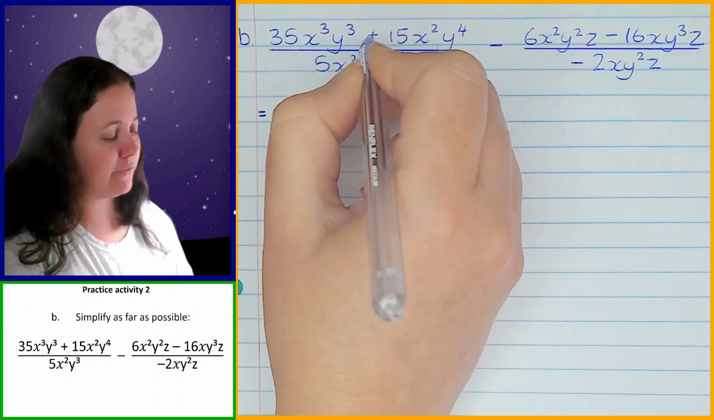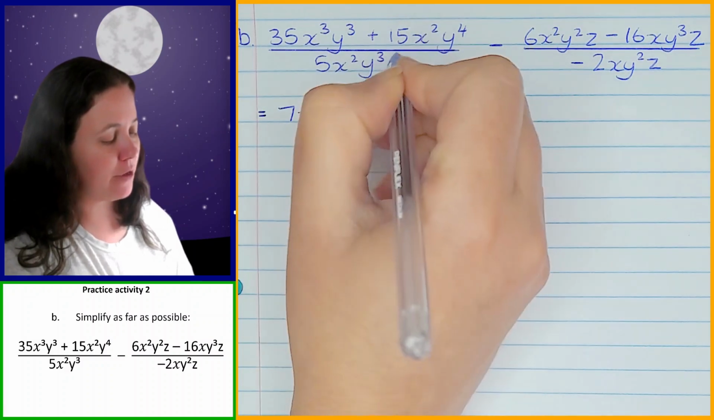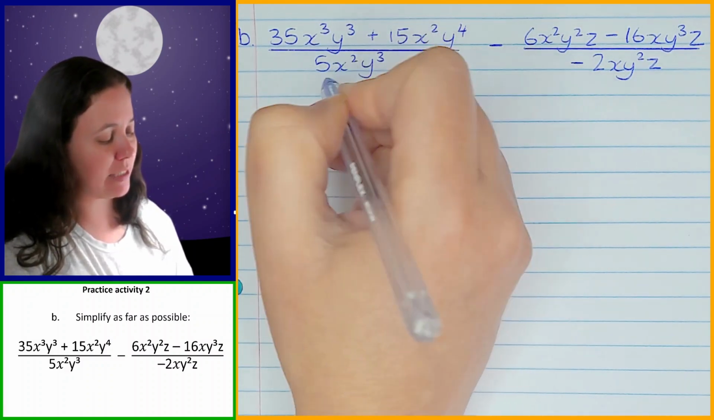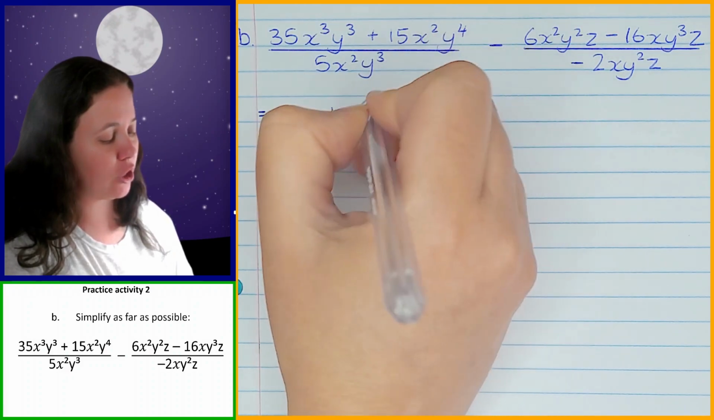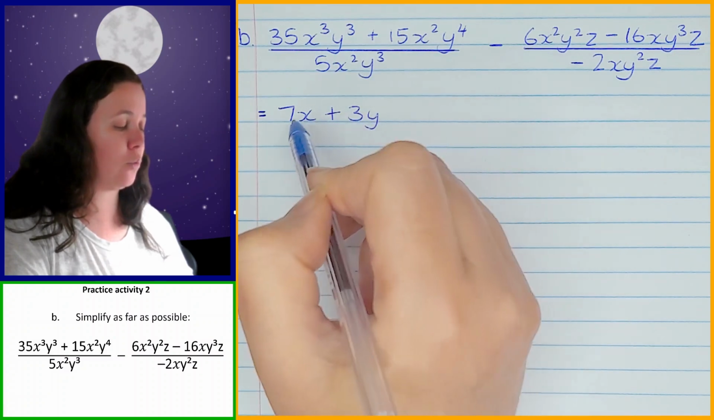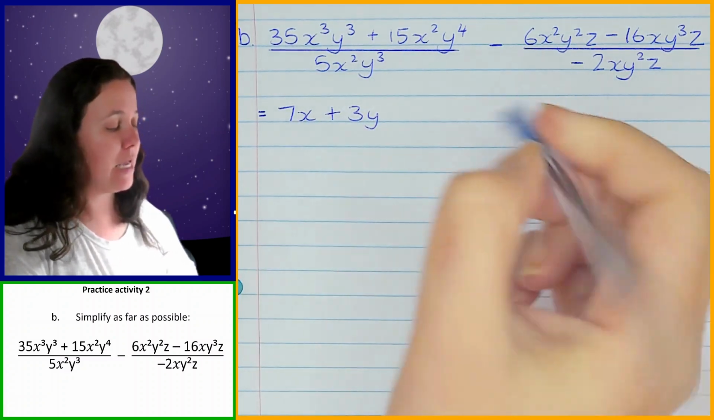Then I've got a positive divided by positive is plus. 15 divided by 5 is 3. X squared divided by x squared, those cancel. And y to the power of 4 divided by y cubed is y. So that's what you should have got from your first fraction. 7x plus 3y. Then we have minus.